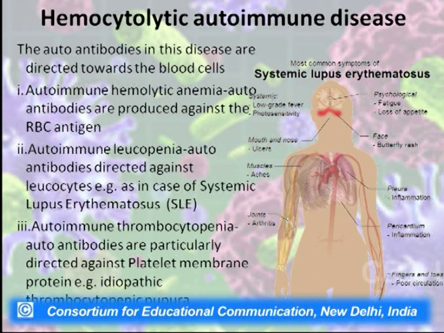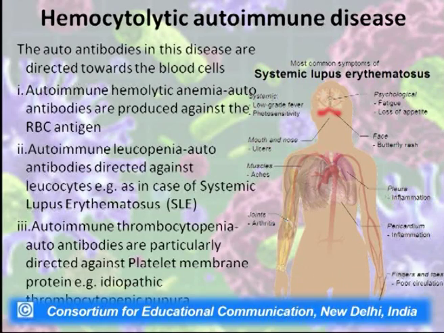So, it can be very dangerous since it is kind of a systemic disease. It can occur anywhere in our body. Now, there is another type which is called autoimmune leukopenia. Here what happens, the autoantibodies are directed against the leukocytes specifically. For example, in case of systemic lupus erythematosus, which is also very commonly called lupus or SLE, the autoantibodies that are produced are specifically against these leukocytes or WBCs.